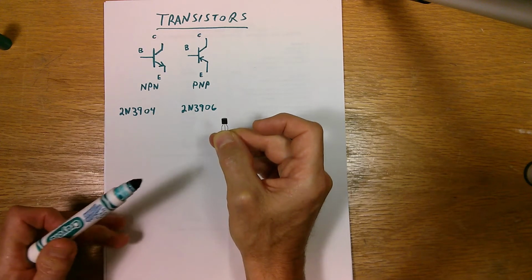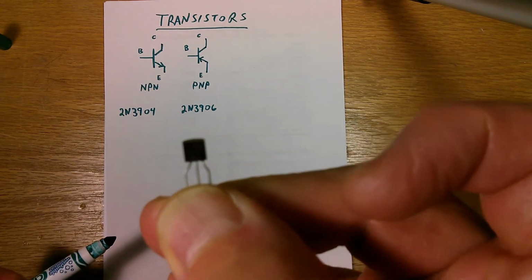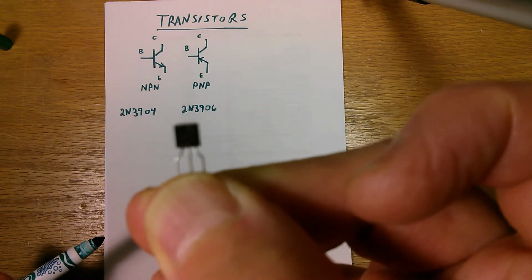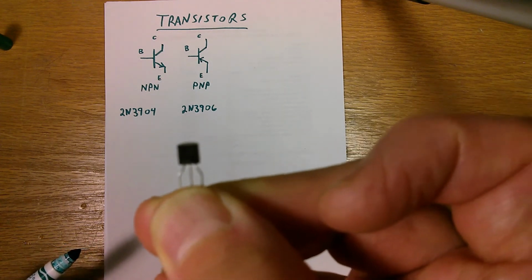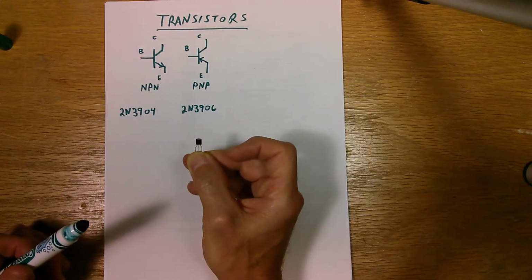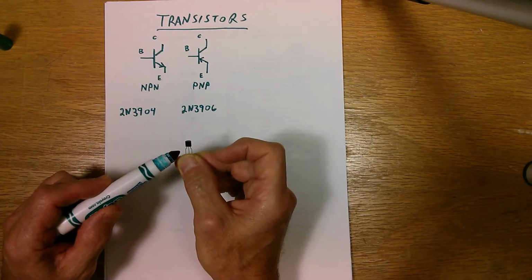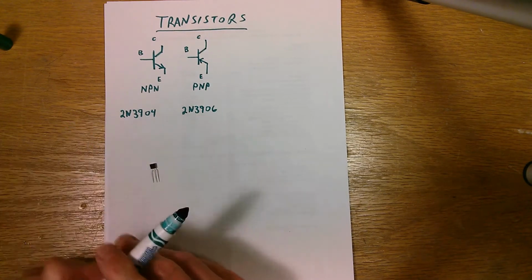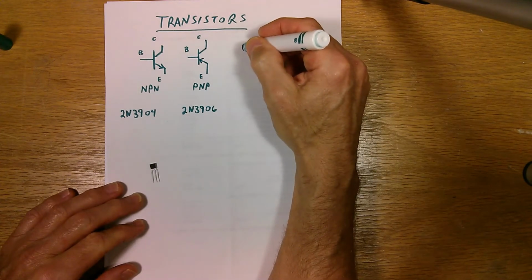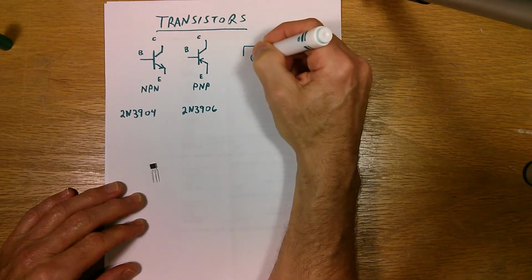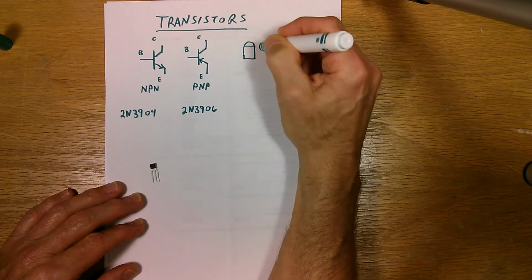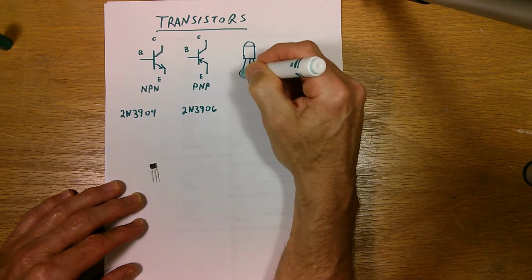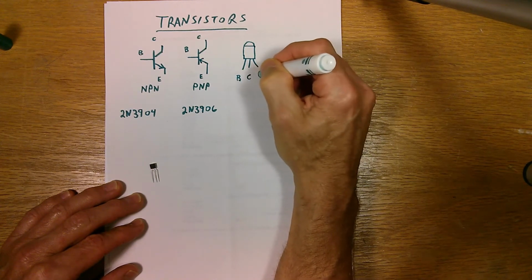And written on that face, the number is written on there. And in the case of this one, they've also written on here what the leads are. But typically the leads are laid out this way. So there's the flat face of the transistor, the back side. And then you've got your 3 leads here. And generally it's base, collector, emitter.